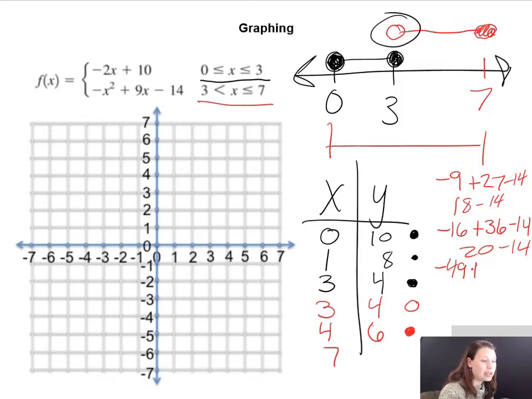So we have plus 63 minus 14. So negative 49 plus 63 is 14, minus 14 is 0. So that is an "or equal to," so that is a filled in point again.